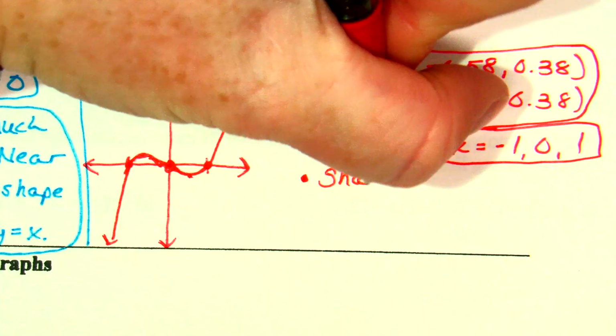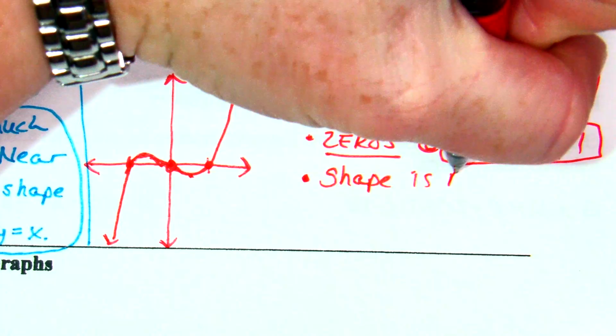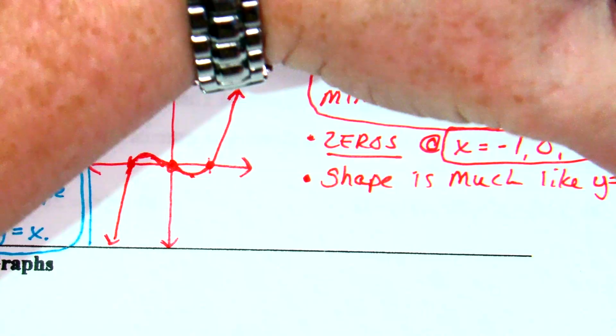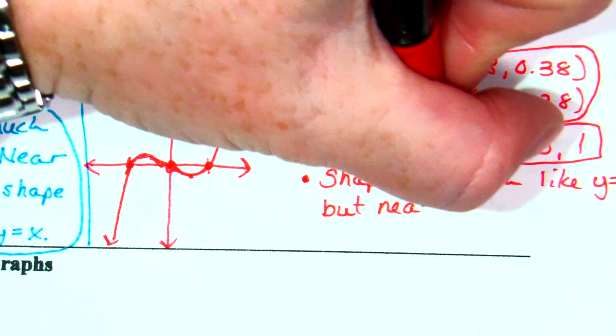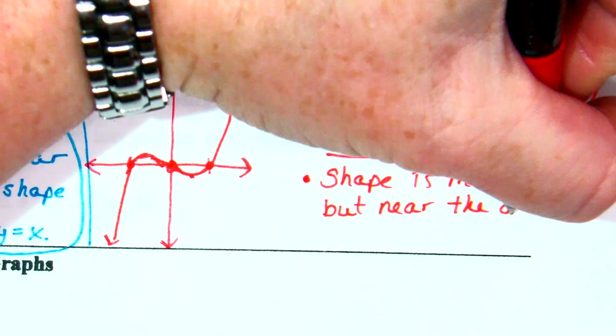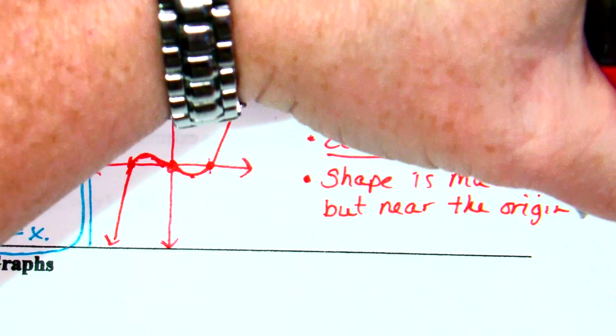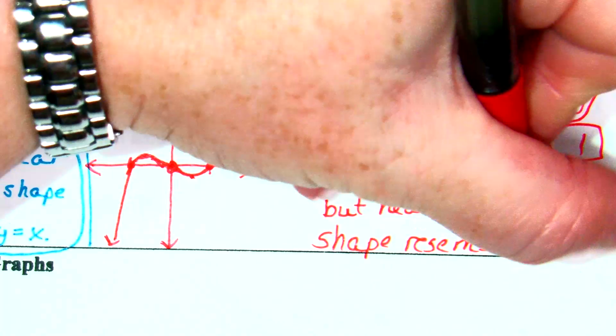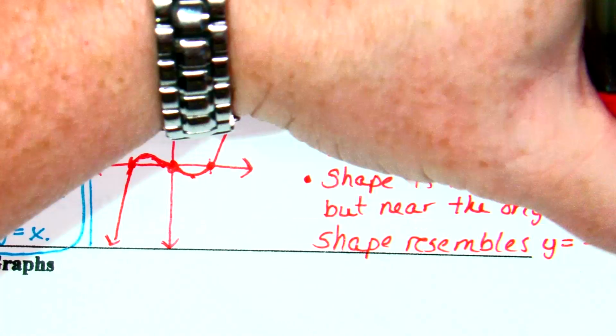Shape is much like y equals x to the third, but near the origin, shape resembles y equals negative x.